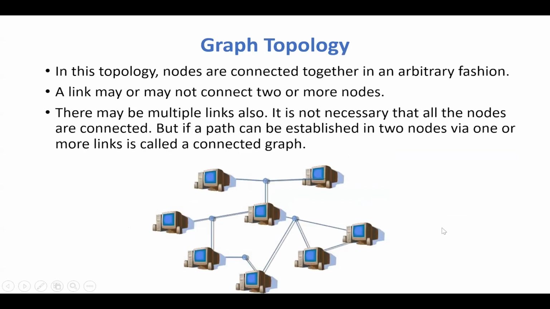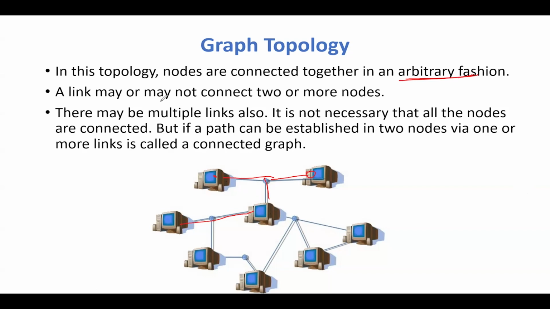Next one is a graph topology. So this is a topology where nodes are connected together in an arbitrary fashion. Okay, there is no exact pattern which we'll be following. We all know what a graph is. So here these are the nodes and the network connectivity will be like the edges to the nodes. All right. So that is why it is called a graph topology.